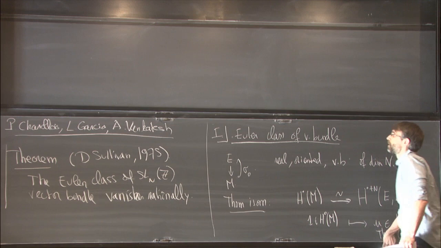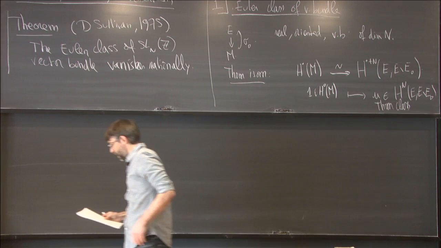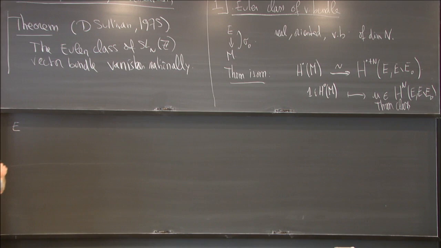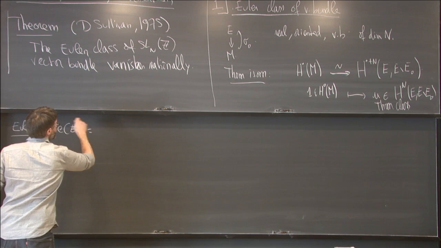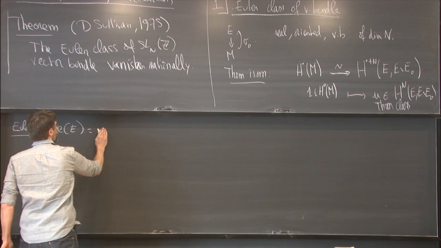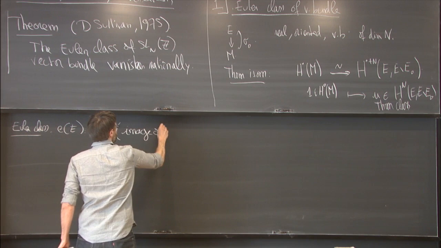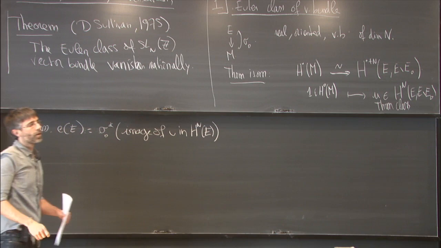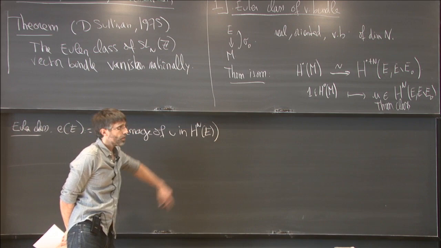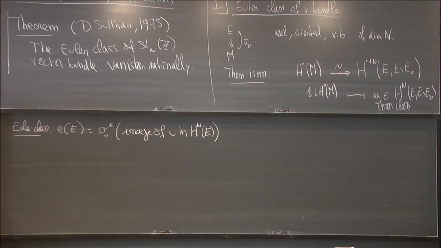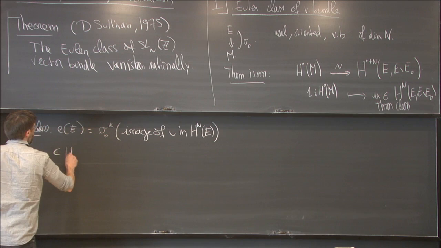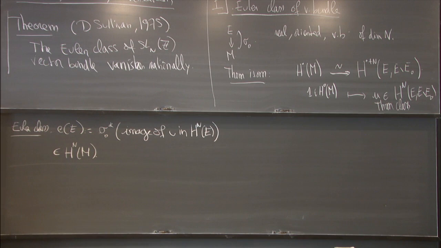Okay, and so what is the Euler class? What is important for us is really the Thom class, but what is the Euler class of the vector bundle? You pull back by the zero section the image of U in the degree n cohomology of E. So you take the dual form to M and to the zero section, and you pull back by the zero section. You measure how it intersects itself. That's an element in the degree n cohomology of M. And so now we have defined what the Euler class is.